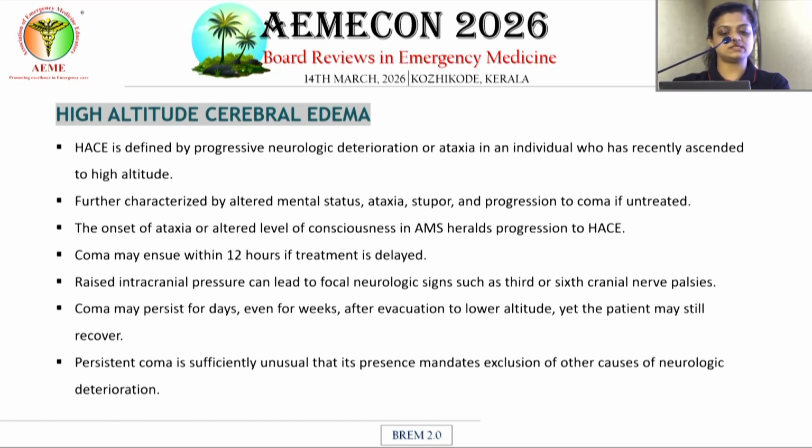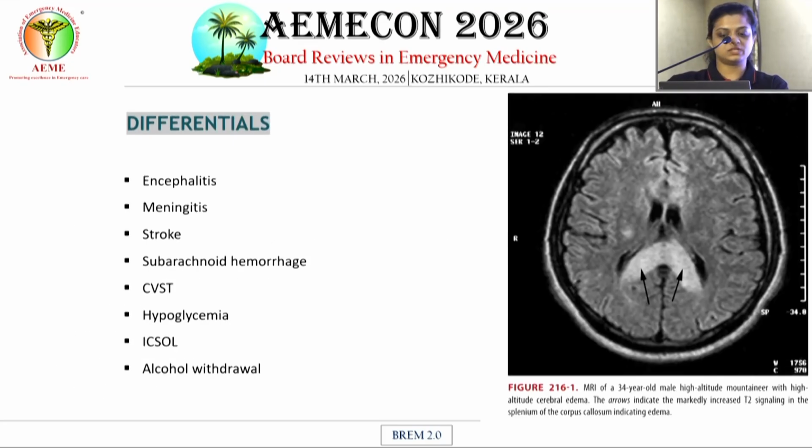So what happens is, coma may ensue within 12 hours if treatment is delayed. This is very important. By the time the patient is shifted to you, the patient might be comatose. So a delay of even 12 hours can have a neurological outcome. So this is very important for these patients. And persistent coma is usually unusual, and its presence mandates exclusion of other causes of neurological deterioration. So differentials again include encephalitis, meningitis, stroke, subarachnoid hemorrhage, CVST, hypoglycemia, all these stroke mimics which we study.